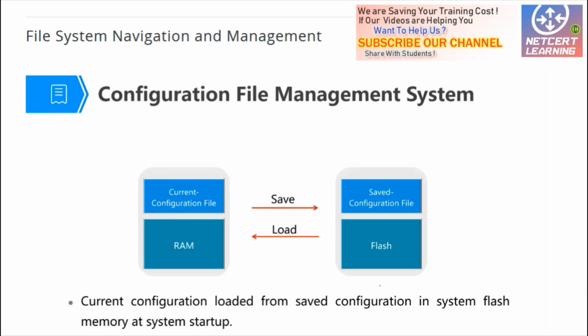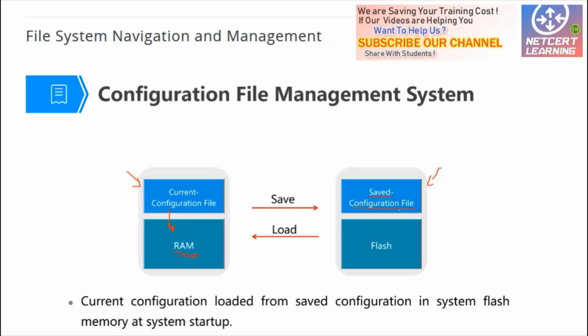What we operate on most, the most important thing, is the configuration file of the system. In the Huawei device, there are two configurations. One is the current configuration, and another is the saved configuration. We should know the current configuration is put in the RAM. That means when you power off the device, this configuration file will be deleted. Okay, it will disappear.